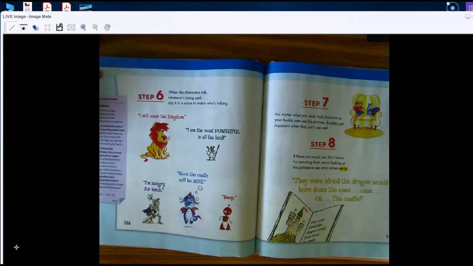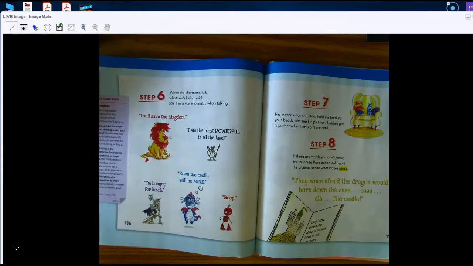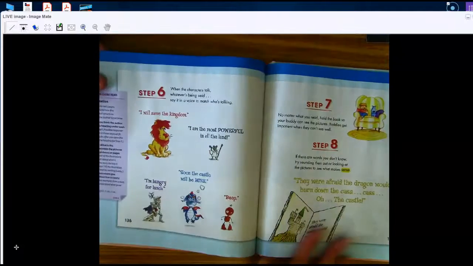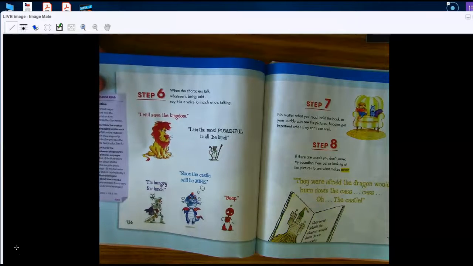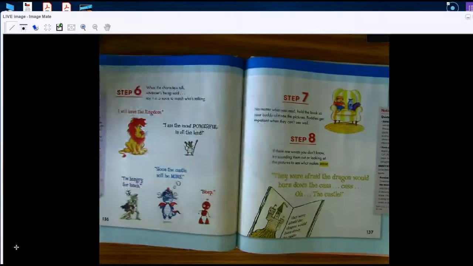What do you think? Because they're telling the story. They're talking about the story. So the last one says open the book. So we're already there, right? We've opened the book. But there's just different steps when we have the book open. He's just telling us what to do. Very good, Gracie.